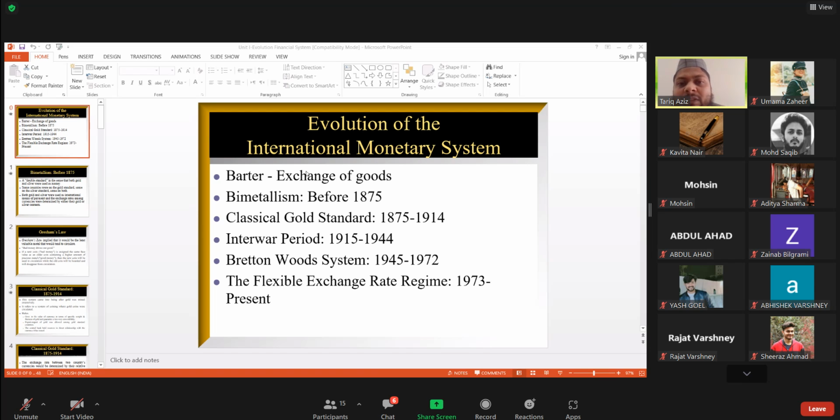So say for example, if any commodity is there and we have to express the value of that commodity, that goods, we have to choose some unit to express the value of that goods or that product. So that is also one of the main functions of money. That is unit of measurement. So money is also a unit of measurement.